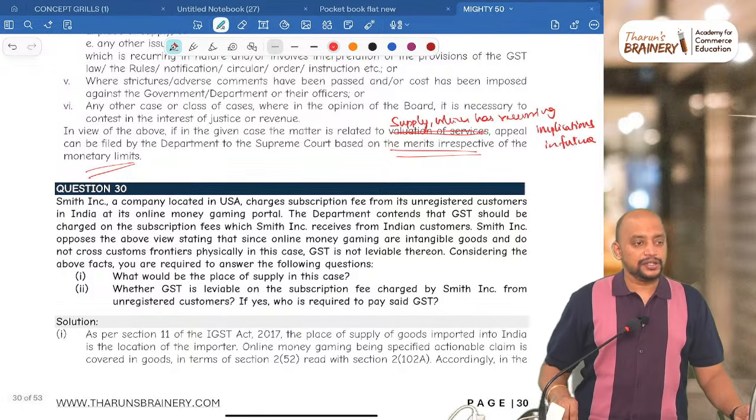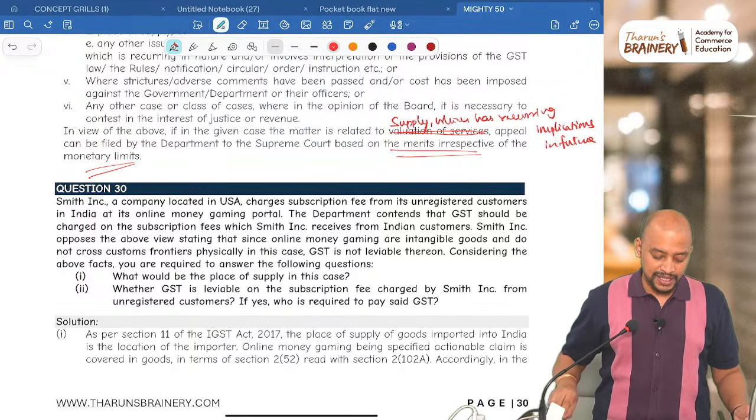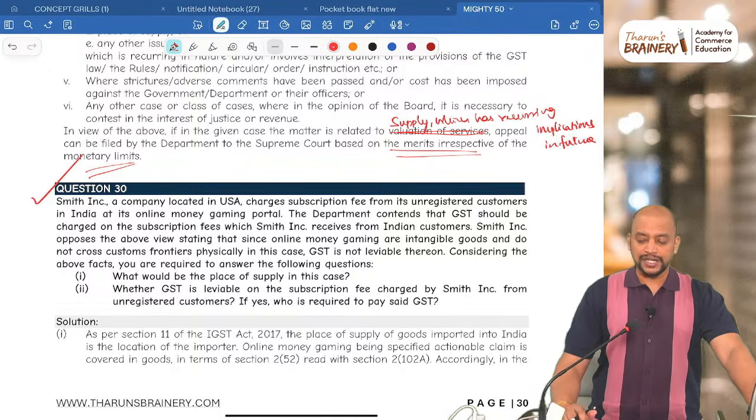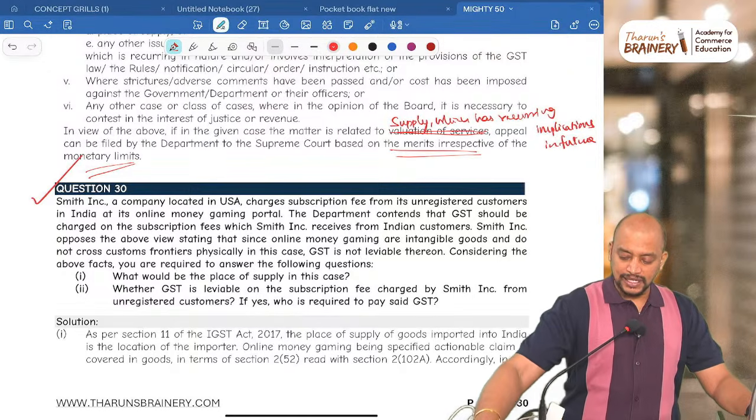question number 30. You understood now this one? Question number 30. Smith Incorporation, a company located in USA, charges subscription.